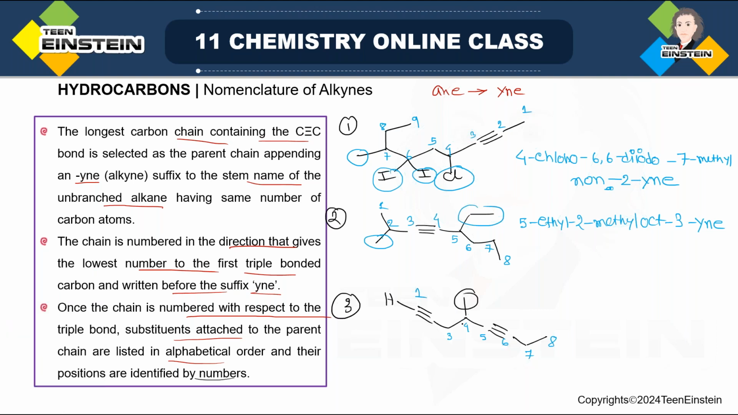Here we have a substituent at 4 position and we do not have any other substituent. 4-methyl, 1, 5. Now you have 2 triple bonds, so it will be octadiyne. So in this way, when there are 2 triple bonds, we will do the nomenclature. This is 2.